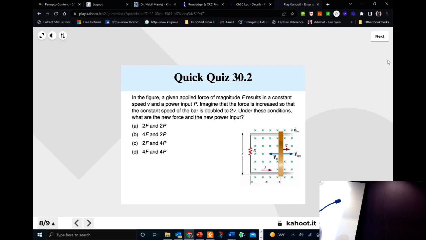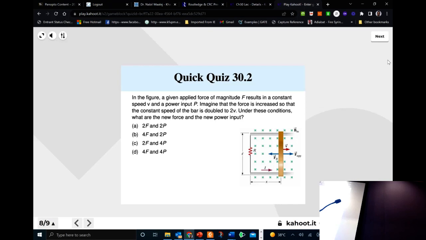On the figure, a given applied force of magnitude F results in a constant speed V. This is the applied force, and a power input P. Imagine that the force is increased so that the constant speed of the bar is double, 2V. So we double the speed of the bar, 2V. Under these conditions, what are the new force and the new power input? What is this new force here, and what is the new power?